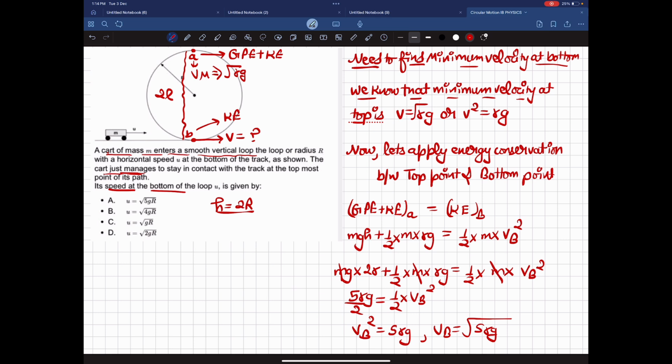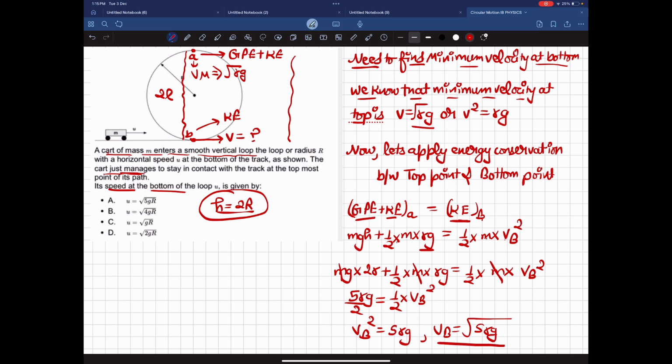Now see, at the top point, GPE should be there and kinetic energy should be there. GPE will be mgh, and what will be the height? Height will be 2r, twice the radius, or you can say diameter. This is diameter only, right? So mg into 2r substituted, plus half into m. What is the velocity at top? It is root rg. Root rg square will be directly rg. Alright. And do we have gravitational potential energy at the bottom? I don't think so. So we will only have kinetic energy at the bottom. So I've written kinetic energy at B point. That will be equal to half into m into Vb square. Now you just need to solve this equation and your answer will come out to be root 5 rg.